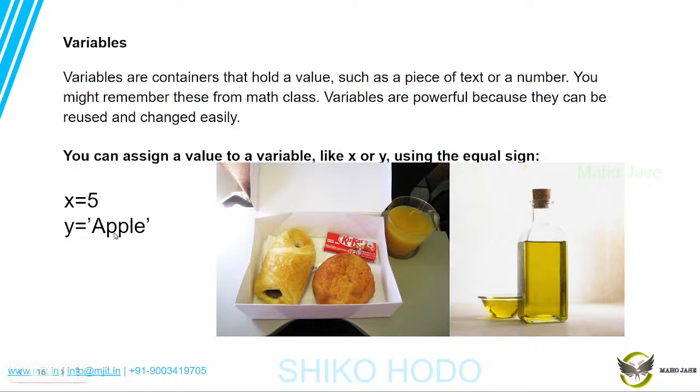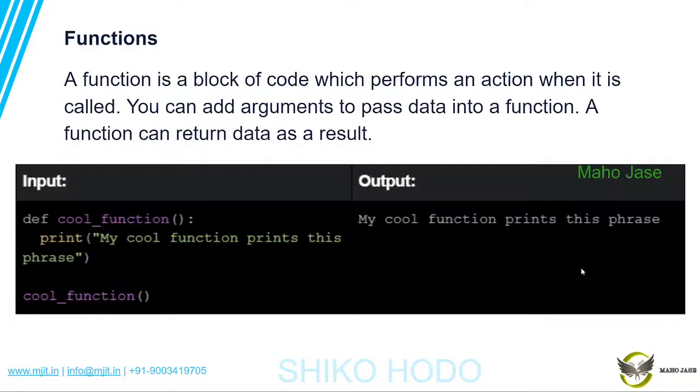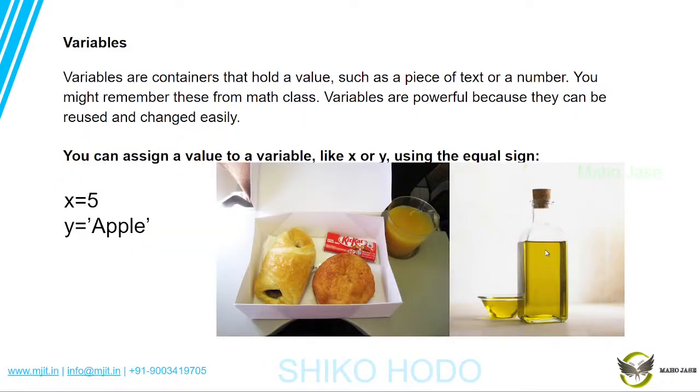I won't be able to carry all these things in my hand. Take the example on the right: oil, like coconut oil, groundnut oil or sunflower oil. If I want to hold this oil in my hand, I won't be able to because it would spill out. We need a container or a jar to store it.